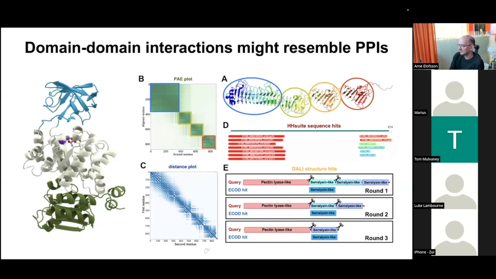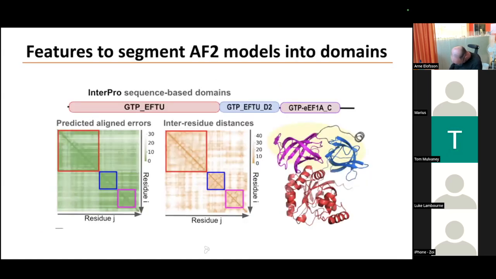Luckily, before we dug into this PPI task, we had also developed a method to analyze AlphaFold models, in particular to identify evolutionary units from these models and classify them. This tool allowed us to identify domains from each AlphaFold model, and then identify domains that come close to each other in a confident interaction, and use that to enlarge our training data set. So these are the features we use to parse domains.